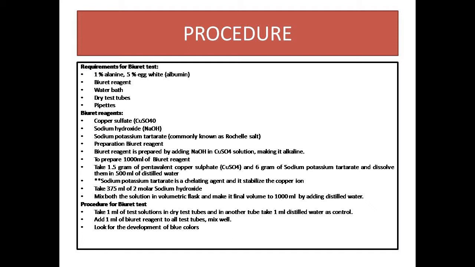Then you take 1 ml of test solution of protein, and in another test tube you take 1 ml of distilled water as control. Add 1 ml of Biuret reagent to all test tubes, mix well, and look for the development of blue color. Obviously, the blue color will develop only in the test tube in which the protein is present.